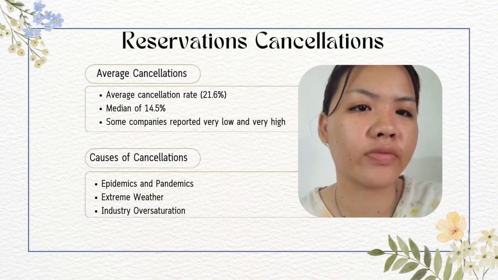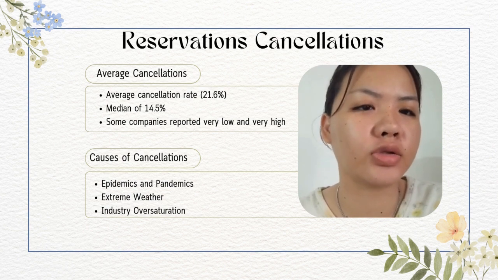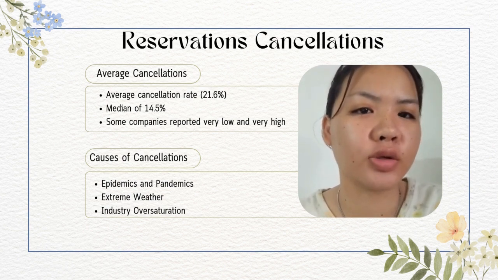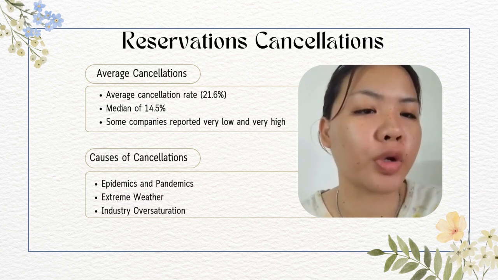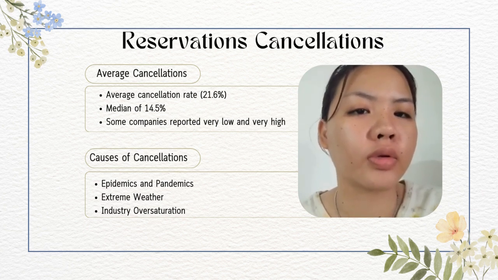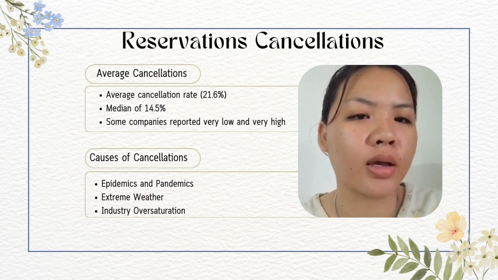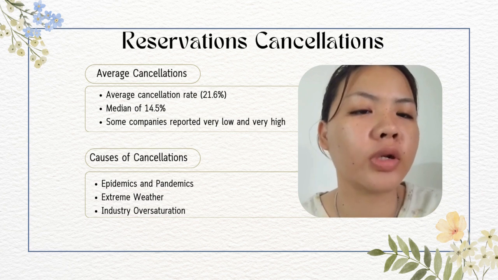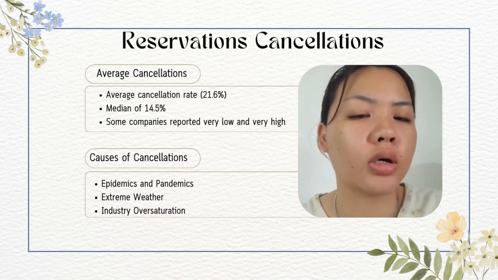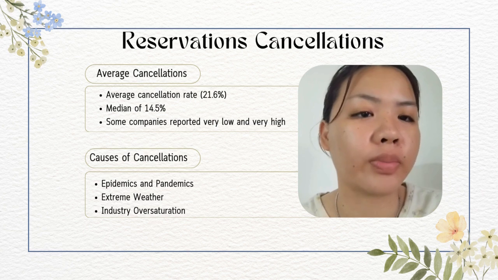Section C of the survey explores patterns related to reservation cancellation within the travel industry. On average, the cancellation rate reported was 21.6%, with a median of 14.5%. However, there were notable variations. Some companies reported very low cancellation rates, around 5%, while others experienced as high as 50%.